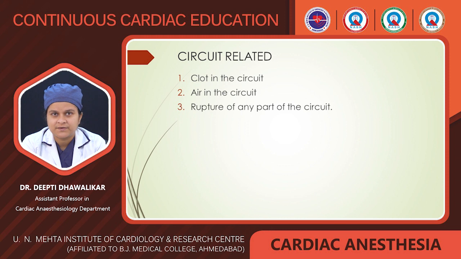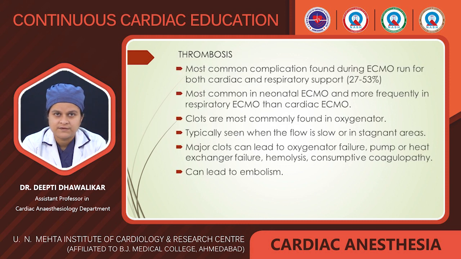Circuit-related complications could either be clot in the circuit, air in the circuit, or rupture of any part of the circuit. So first, coming to thrombosis in the circuit, it is the most common complication which is found during ECMO run for both cardiac and respiratory support. The incidence ranges from 27 to 53%. Most common in neonatal ECMO and more frequently in respiratory ECMO rather than cardiac ECMO.